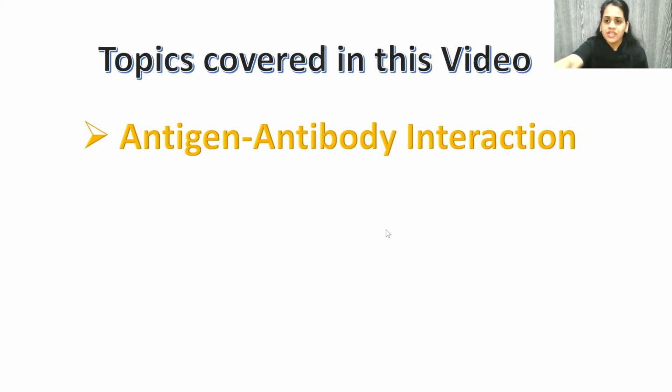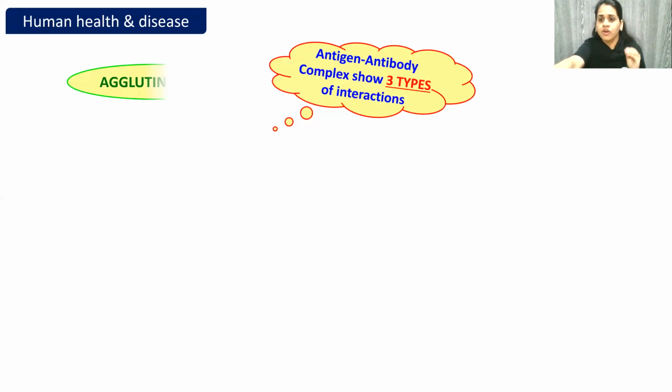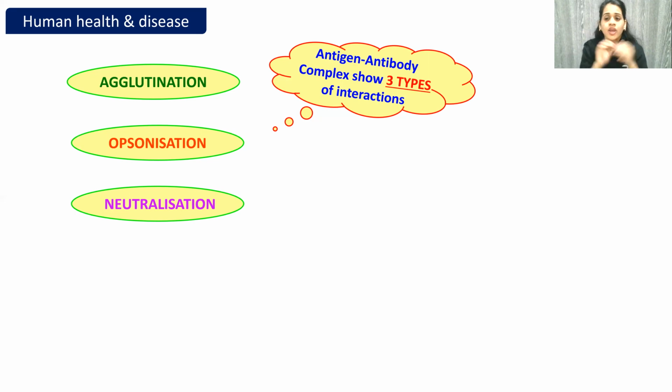Okay. So, antigen-antibody interaction includes 3 most important types of interaction. The first one is called agglutination. What is it called? Agglutination. The second one is called opsonization. What is it called? Opsonization. And the third one is called neutralization. What is it called? Neutralization. So what are the 3 interactions? Let us revise. Agglutination, opsonization, neutralization.